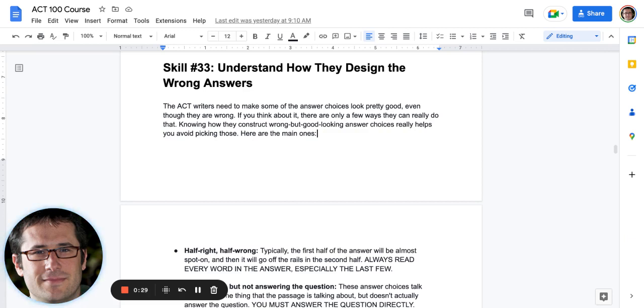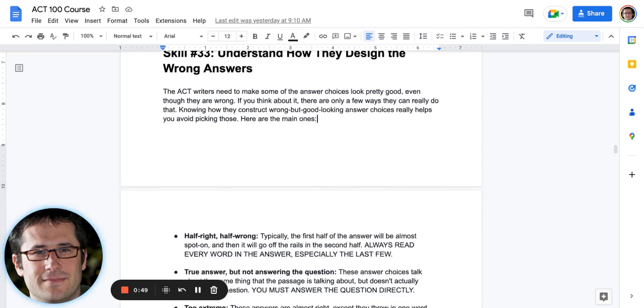Okay. They have to make some of the wrong answers look appealing, right? That's their job. Otherwise everyone would get everything right, and then it would be a meaningless test. So it has to look pretty appealing. And they do that in some very, very standard ways. And if you recognize those ways, then you're much less likely to fall into those traps.